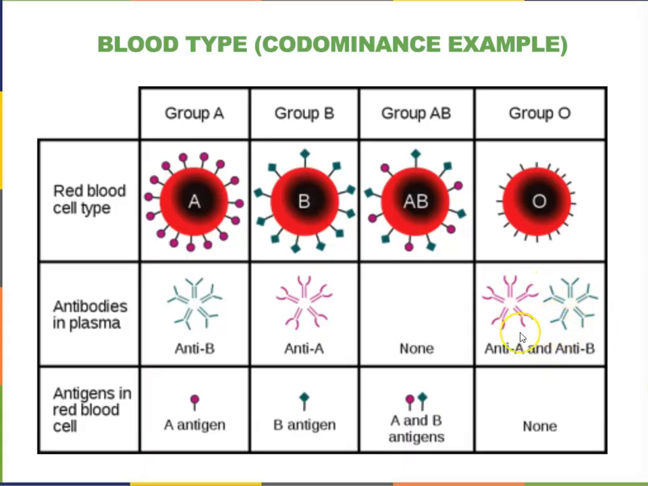Since blood type O has antibodies against A and B, he can only receive blood from blood type O as a blood donor. For blood type AB, since there are no antibodies in the plasma, he can receive blood from blood type A, blood type B, and blood type O.